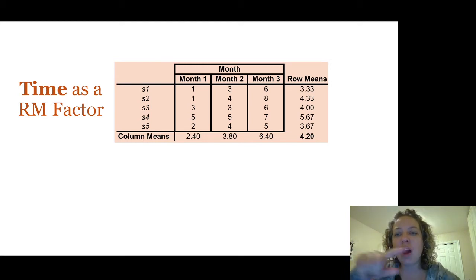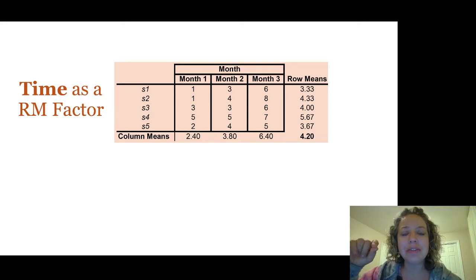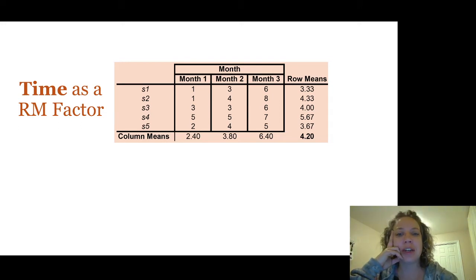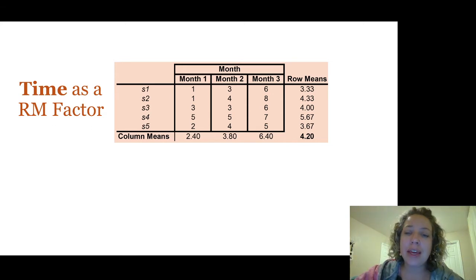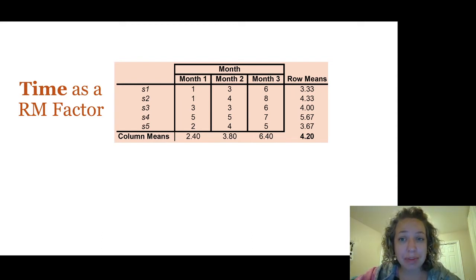Then if we look across each row, we have row means. So it kind of looks like our two-way independent groups ANOVA, but instead of having each row be a group, each row is a person. And in this way, a repeated measures ANOVA is really a two-way independent groups ANOVA in disguise. But our cells in the middle are only n equals 1, which causes some complications if you think about it that way.